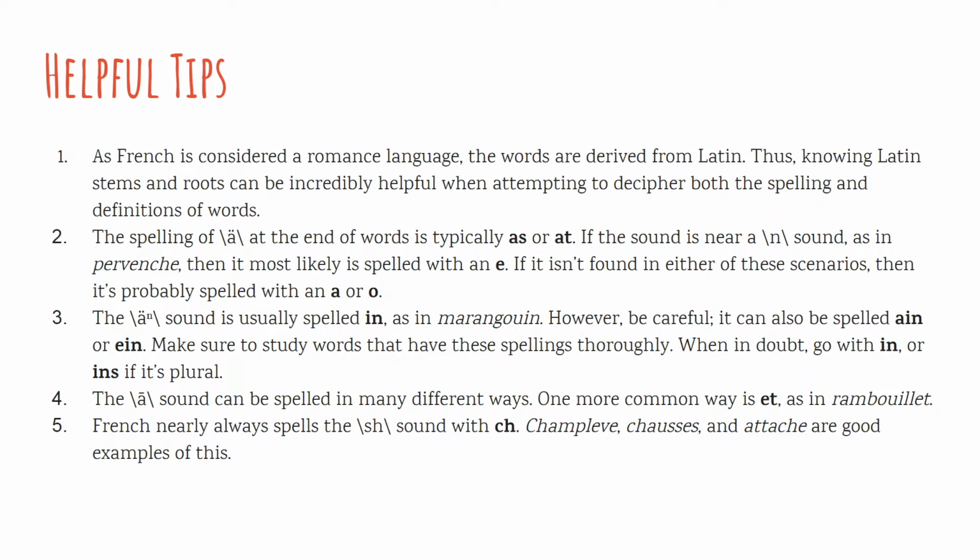Next is the long a sound. The long a sound can be spelled many different ways. One of the more common ways is et, as in Rambouillet. French also nearly always spells the sh sound with a ch. For example, chanlever, chose, or attaché are some good examples of this.